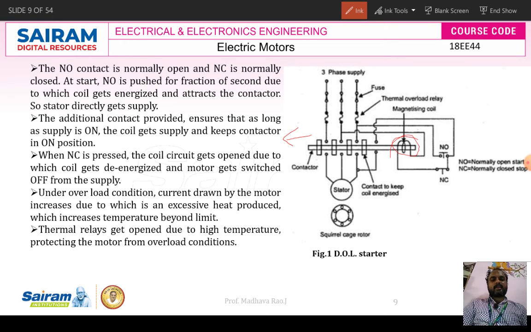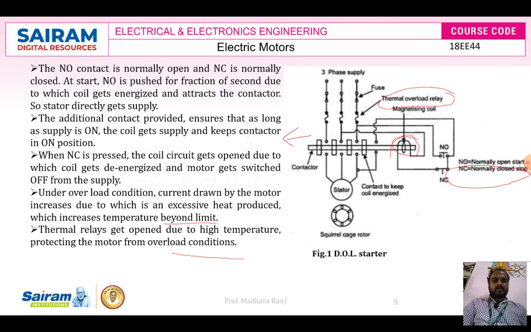We also have a temperature relay, the thermal overload relay, which senses the temperature. If it is beyond the limit, the normally closed stop button will open, the magnetizing coil will demagnetize and the contacts will open. So in overload, over temperature and abnormal conditions, this coil demagnetizes and protects the motor. So this is about the direct online starter.